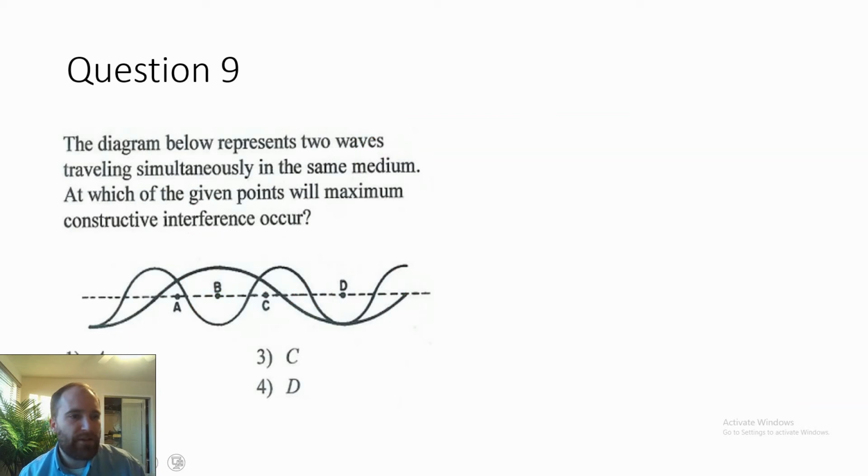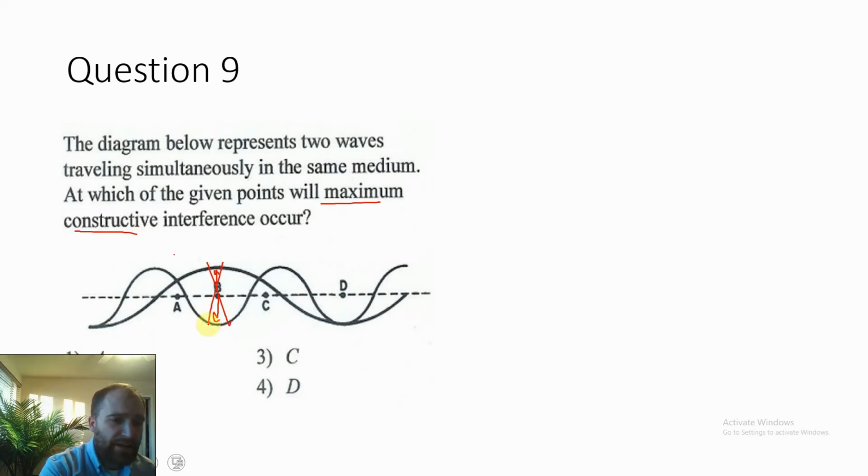The diagram below represents two waves traveling simultaneously in the same medium. At which of the given points will maximum constructive interference occur? Well, constructive interference occurs when they're either both upwards or both downwards, because then they'll combine or add together in the same direction. Based on that, I think B is out. See how one's positive, the other's negative? I think those will destructively interfere or cancel out. So B is out.